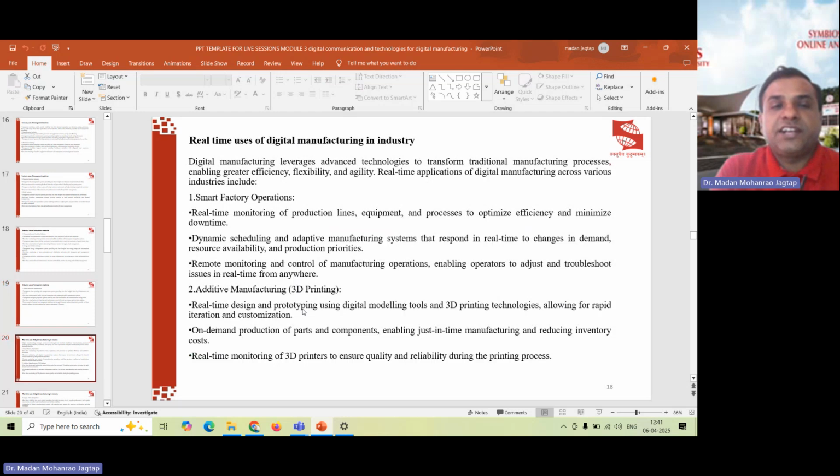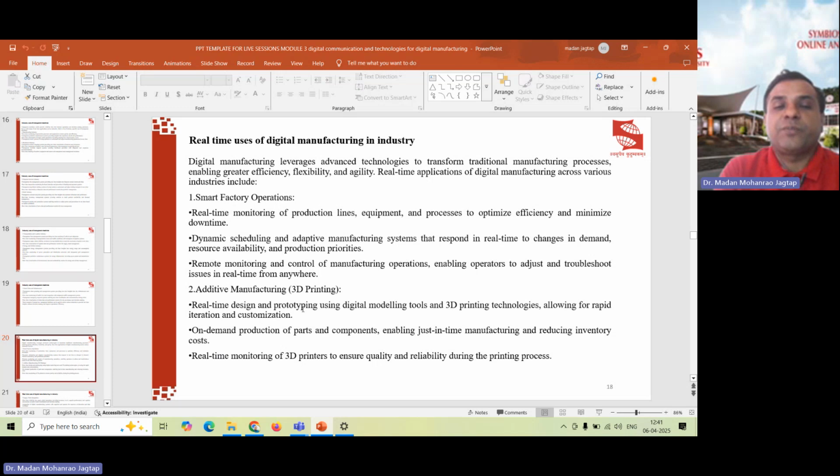Then let us see real-time usage of digital manufacturing in industry. So digital manufacturing leverages advanced technologies to transform traditional manufacturing processes, enabling greater efficiency, flexibility, and agility. So real-time applications of digital manufacturing across various industries include smart factory operations. So in a smart factory operation, what can we do with the help of digital manufacturing?